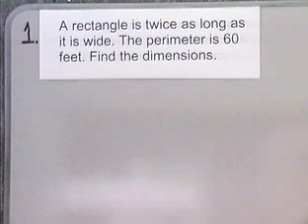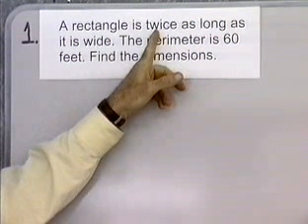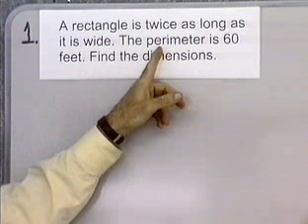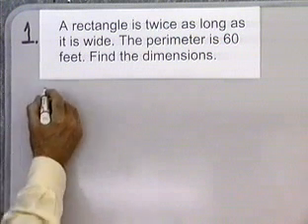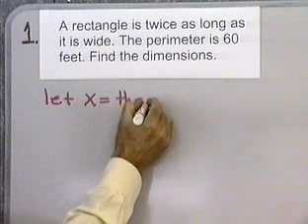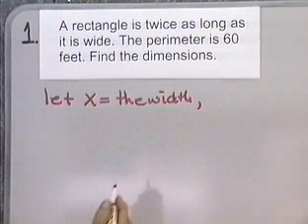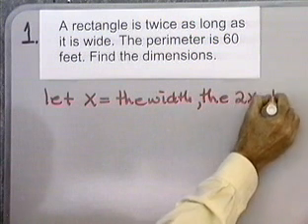Okay, so step one, what we want to do is read and mentally list the items that are known and the items that are unknown. So we have a rectangle, so we know that. Twice as long as it is wide, so the length is twice the width, and the perimeter is 60 feet. So we just kind of mentally read back over the problem and do that. Step number two, we want to assign a variable to one of the unknown items. So let's let x equal the width. Then if x is the width and the length is twice the width, then 2x is equal to the length.